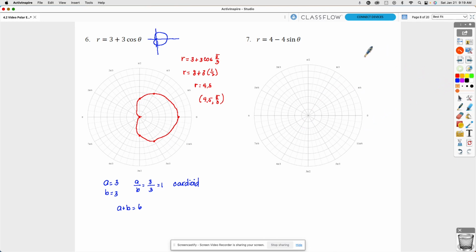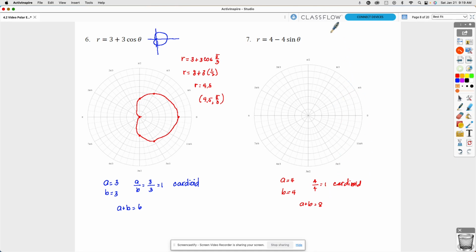So for number 7, A again is equal to 4 and B is equal to 4. They are equal, so you have a cardioid. 4 over 4 will give you 1. So you have a cardioid here. Okay, A plus B is equal to 4 plus 4, which is 8.